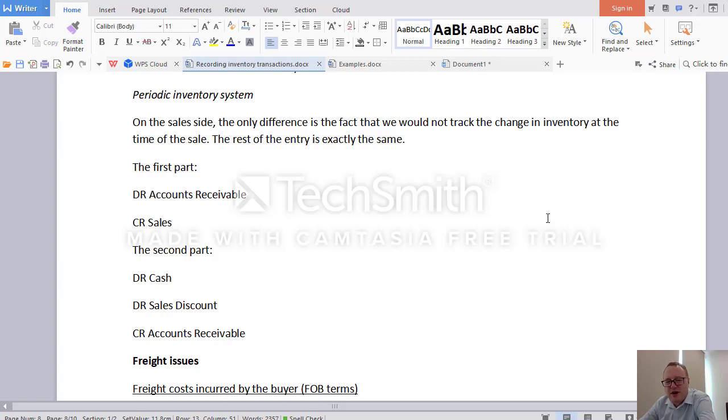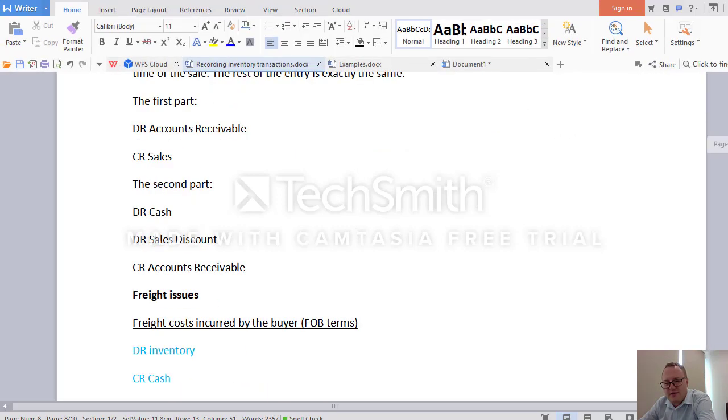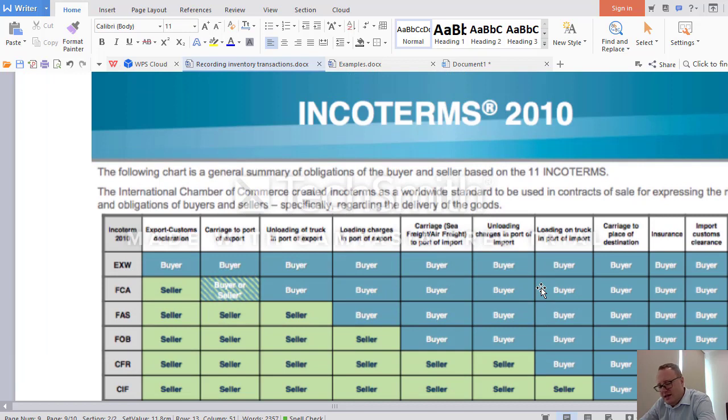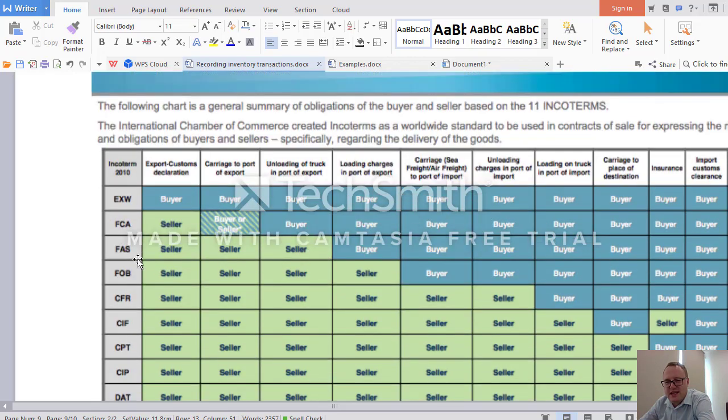Regarding the freight, here you have different commercial terms. Yeah, they are defined by the International Chamber of Commerce. It's called Incoterms. So there are different terms of purchase and sale, and here there are different responsibilities. Sometimes the responsibility falls with the seller, sometimes with the buyer. And it is very crucial because you need to decide who pays for the freight first, buyer or seller.